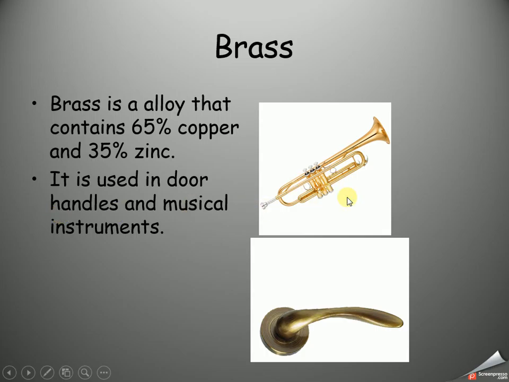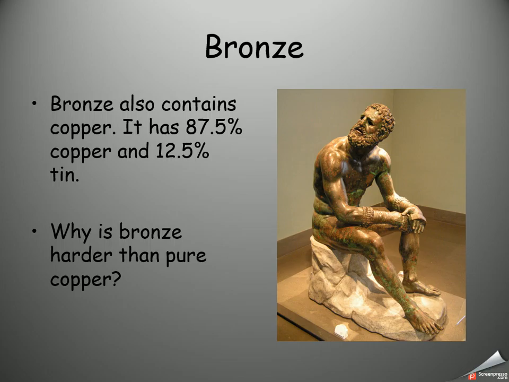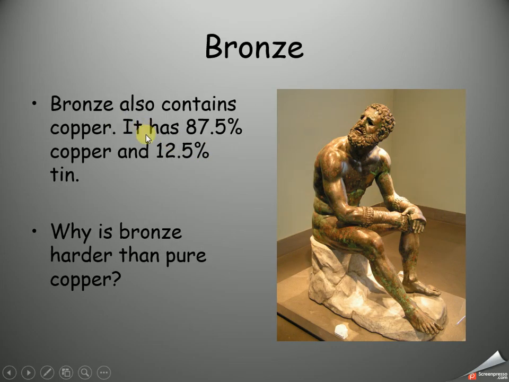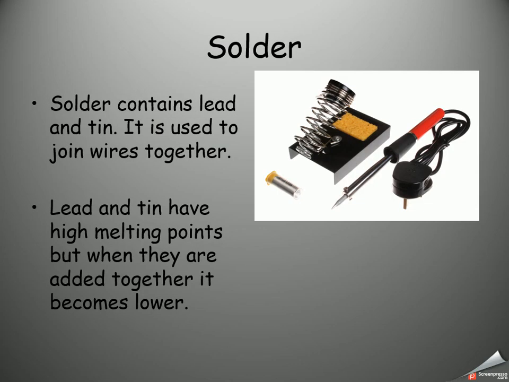Bronze is slightly different. Bronze is very similar to brass in that it contains copper, but it has a higher amount of copper. You can see that 87.5%, and it has a little bit of tin. Bronze tends to be used in statues, etc.